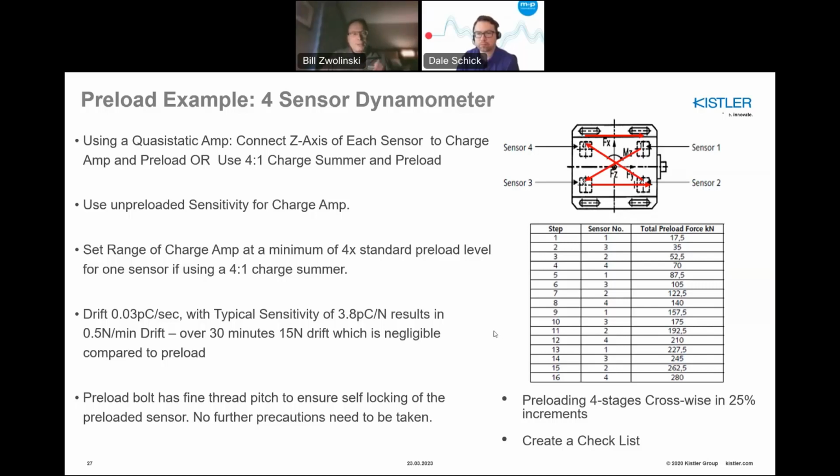And in this case with preload, your system would be a quasi-static measurement. You'd be measuring the FZ, and you'd be making sure it's within the design limits of the manufacturer.